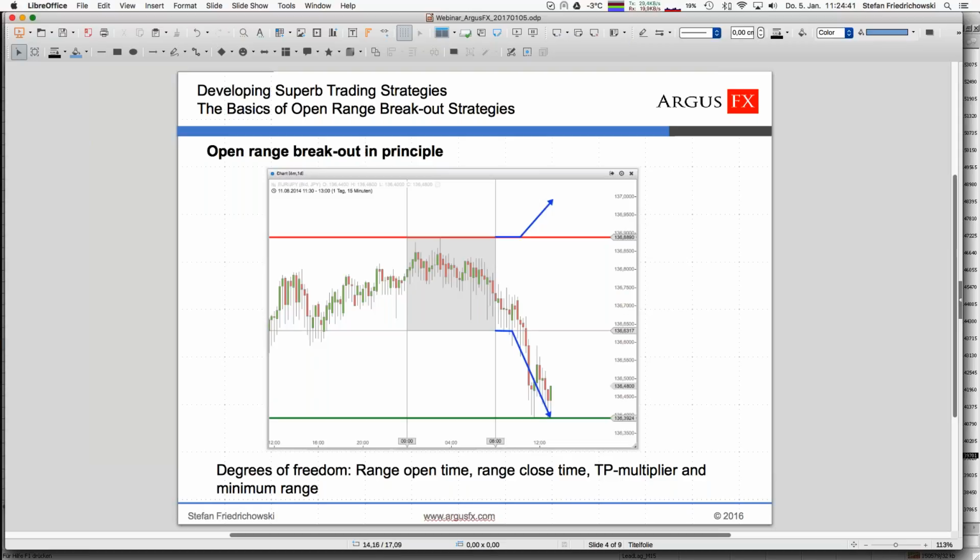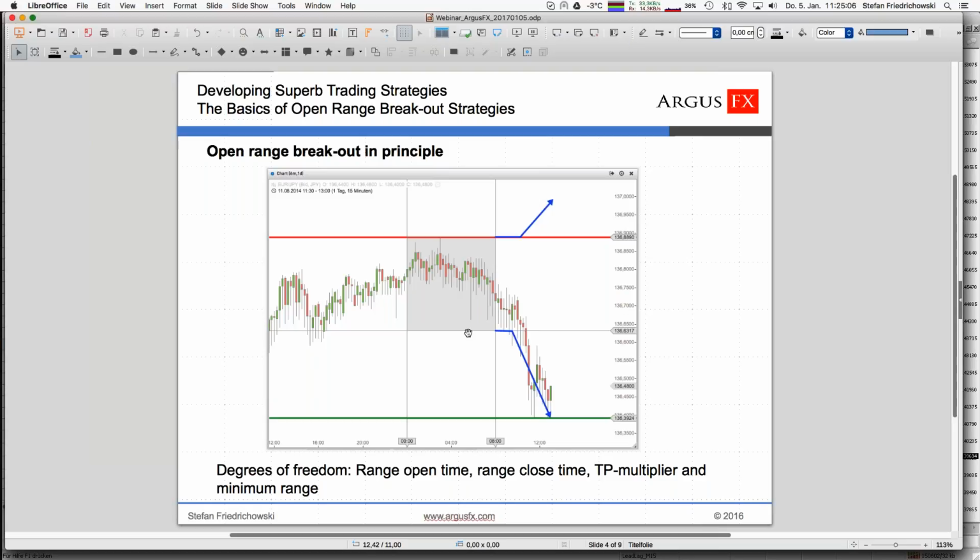The next degree of freedom is the range close time, because we can use different times if we want. But in order to finally define the strategy, we have to decide on specific time frames, specific time periods: open time for the range and close time for the range. So we already have 2 degrees of freedom for that strategy.